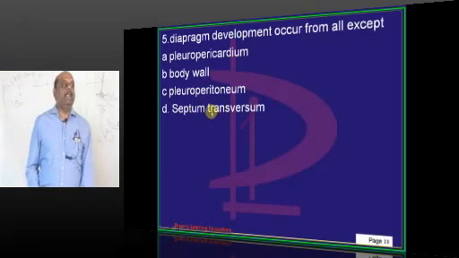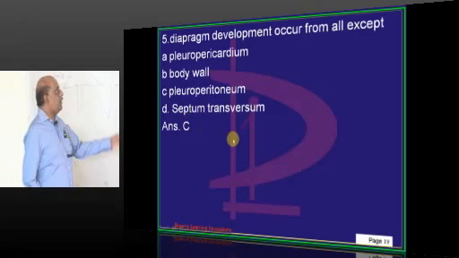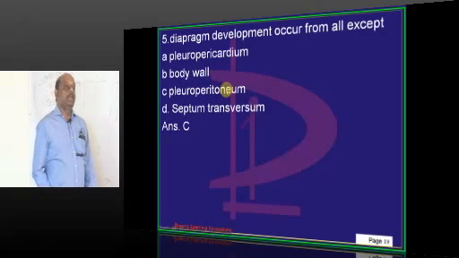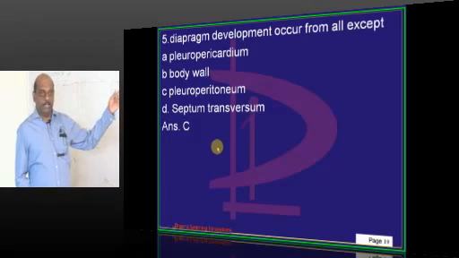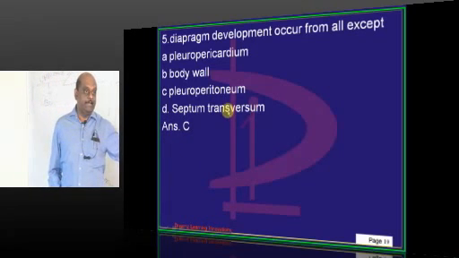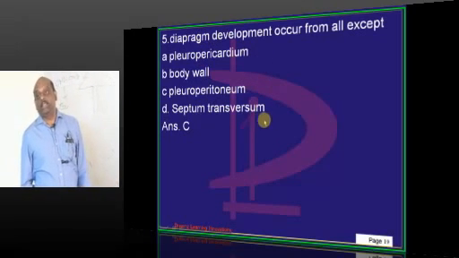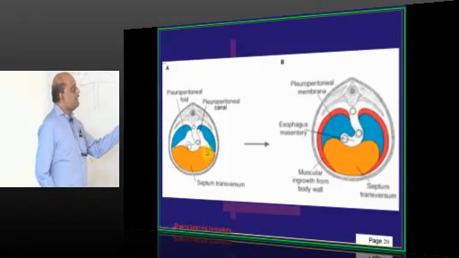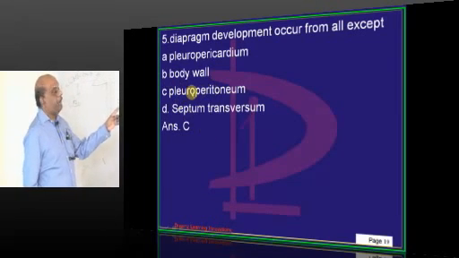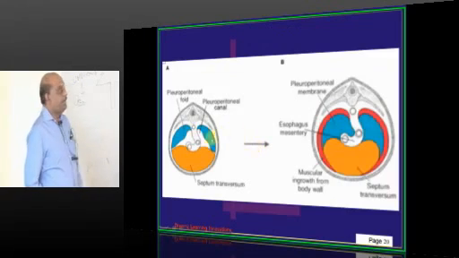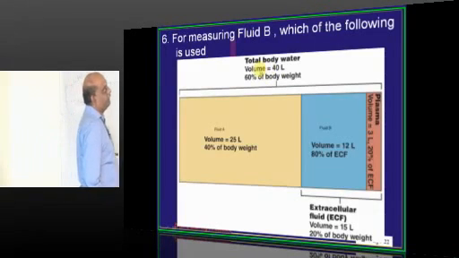Now what is the diaphragmatic development? These are all contributing to the development of the diaphragm. Earlier question, you are sure on the answer correction, right? So diaphragm development, what is except? So basically the diaphragm develops from pleuroperitoneal membrane, body wall, and the septum transversum. They are all the things which are basically involved.